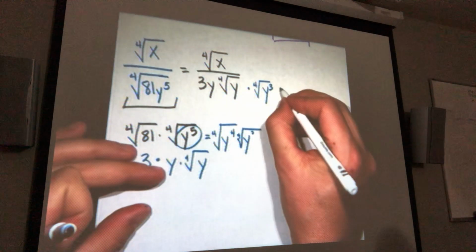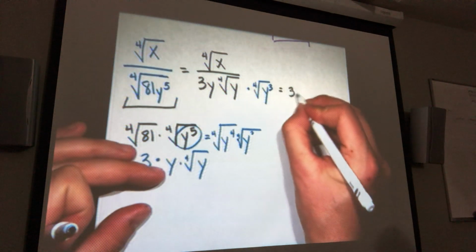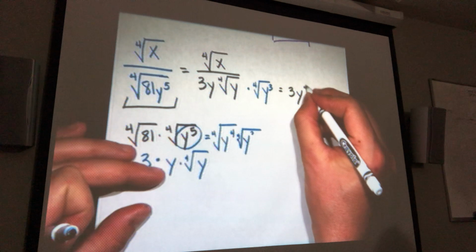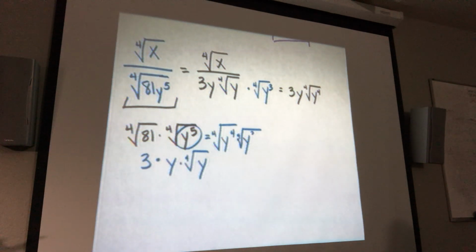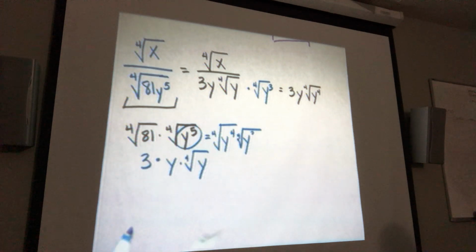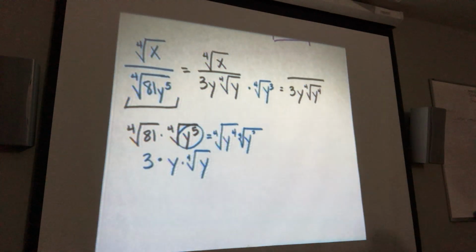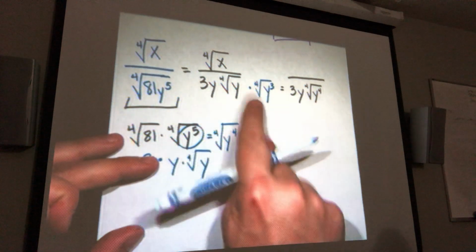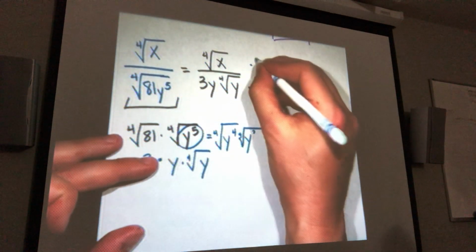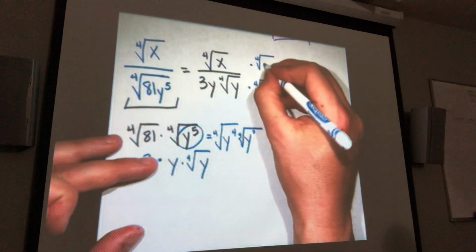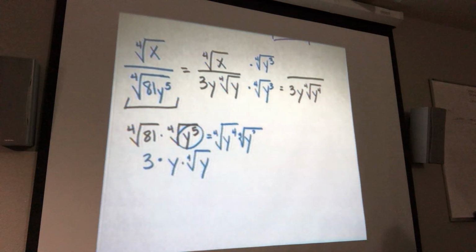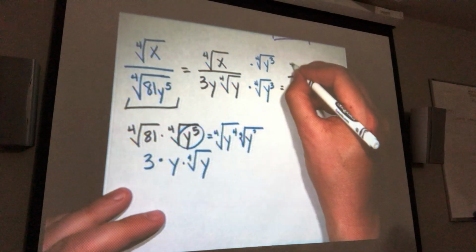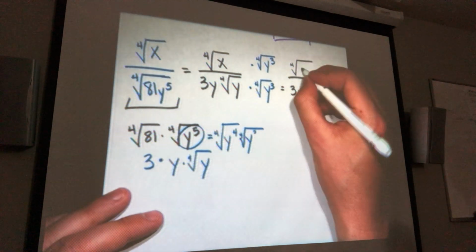So on the bottom, I'm going to have 3y, fourth root of y to the fourth. And you actually simplified that for me the rest of the way. Yep, it can be 3y squared. We're going to do that here in just a minute. So if I multiply it on the bottom, I got to do it on the top also. I had fourth root of x, and now I'm multiplying by fourth root of y to the third. So it's going to be fourth root of XY cubed.